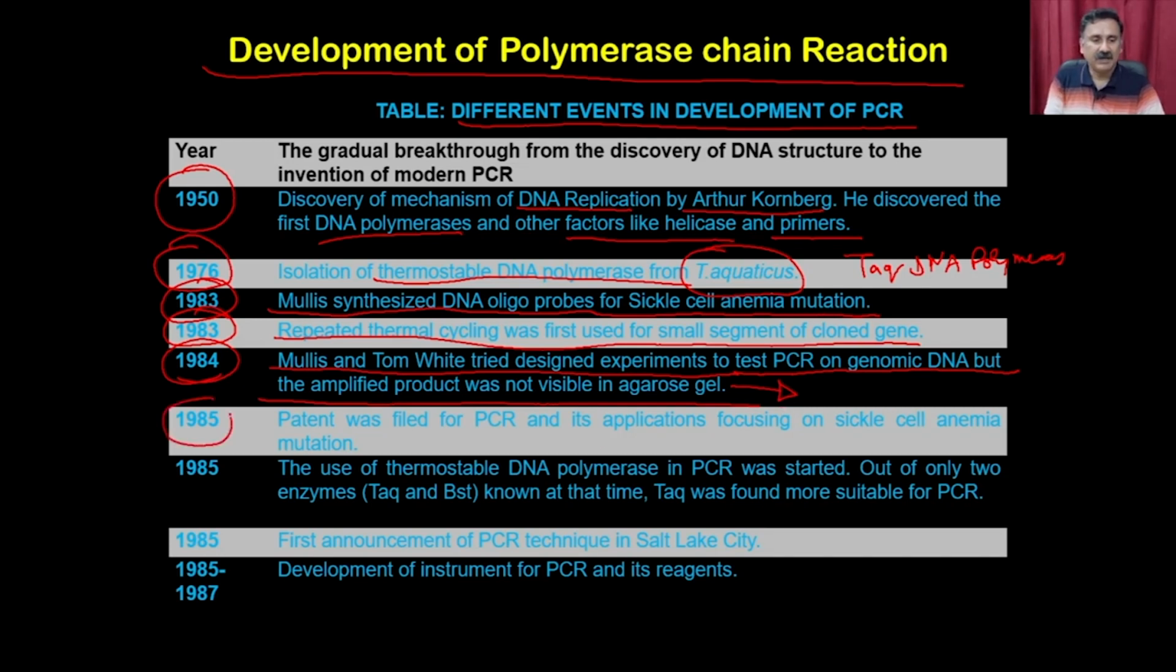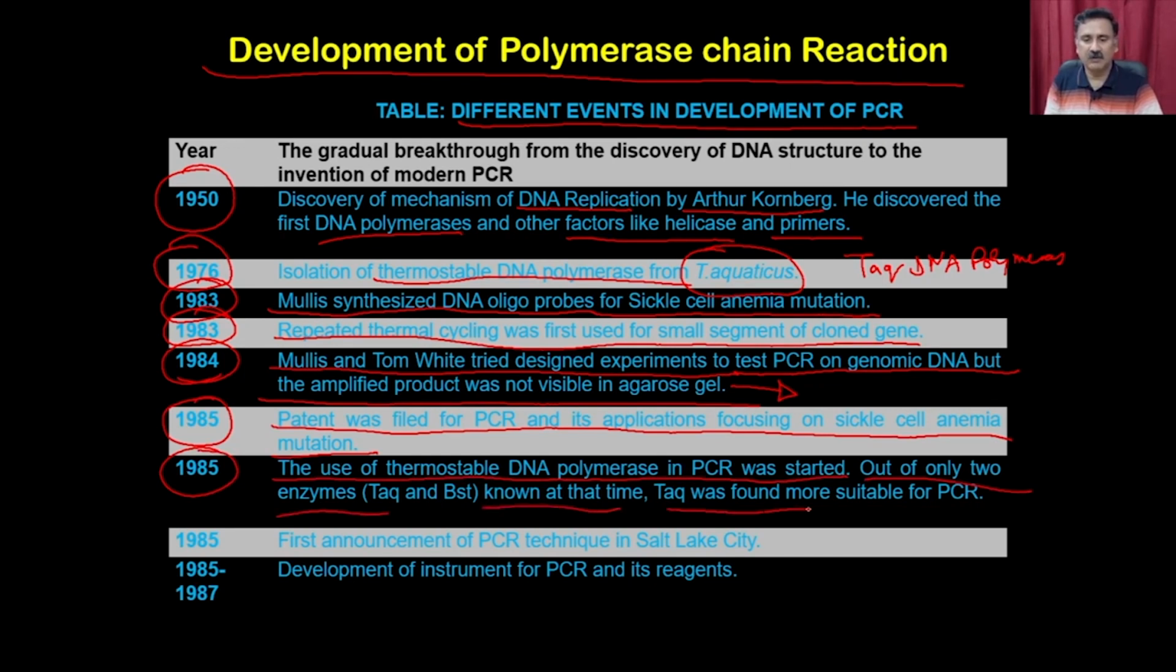Then in the year 1985, a patent was filed for PCR and its application focusing on the sickle cell anemia mutations. In the year 1985, the use of thermostable DNA polymerase in PCR started, out of only two enzymes known at the time, Taq DNA polymerase and BST. Taq was found more suitable for PCR, because when you go for thermal cycling, it denatures the enzyme.